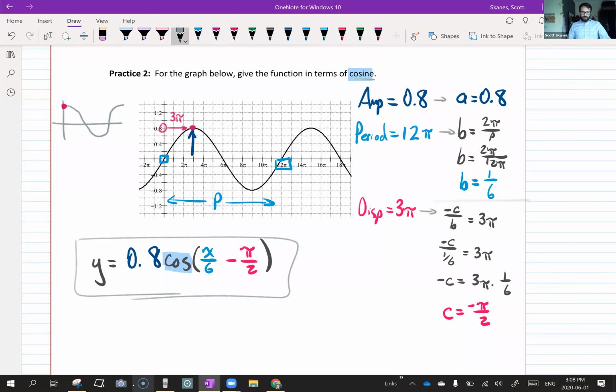So this is the final answer. There's nothing else to do. Notice that it is in cosine terms. If I was asking for sine, it would be a different question. You would have a different shift.